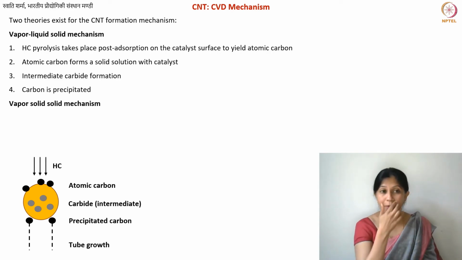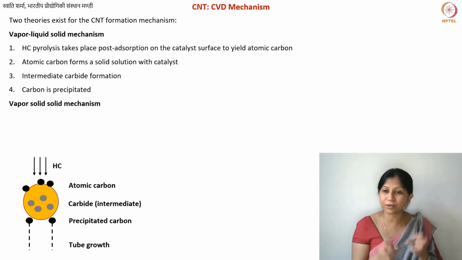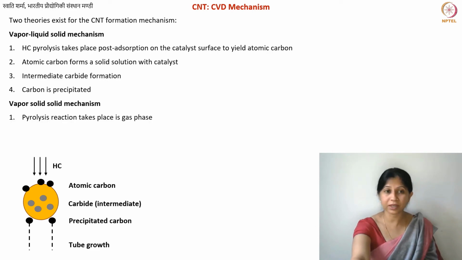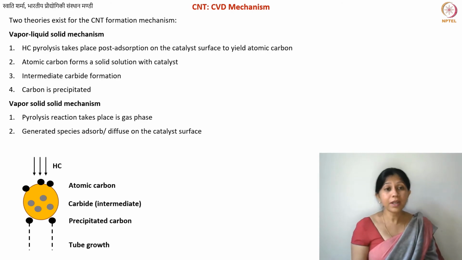And mechanism number 2 is known as the vapor solid mechanism. Although even in the first one there's no liquid phase as such, it is believed that when this solid solution is being formed, because it's a solution being formed, it may have a liquid-like intermediate state. Okay. Now, in the second one, the vapor solid mechanism, what is believed is that the pyrolysis is taking place in the gas phase. Now the species, whatever species are generated, and again, it is believed that in the case of carbon nanotubes, they are rather atomic species, or at least very small ones.